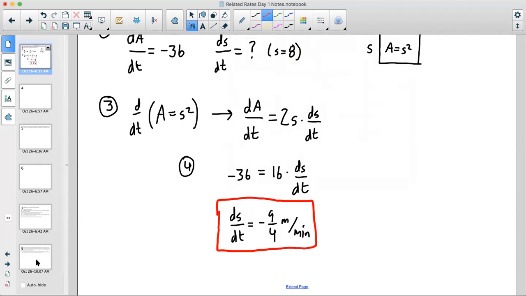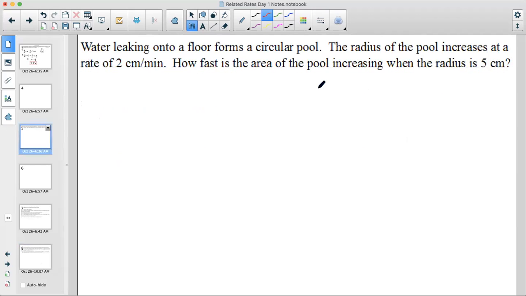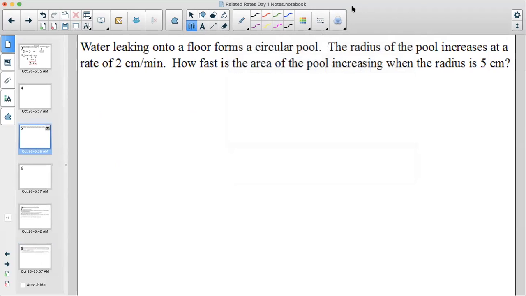And maybe I'll talk about this last one here in class. This was a part of an AP test, so I'll probably talk about that one in class. But it's not that much different from the other ones. This one looks a bit like the first one. It's talking about a circle, a circular pool. And this time the radius of the pool increases at a rate of 2 centimeters per minute. So this is my given rate here, 2 centimeters per minute.